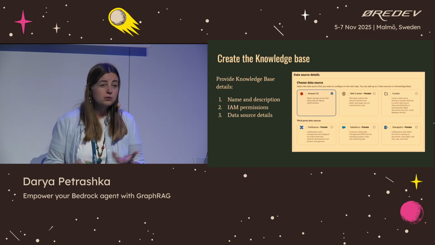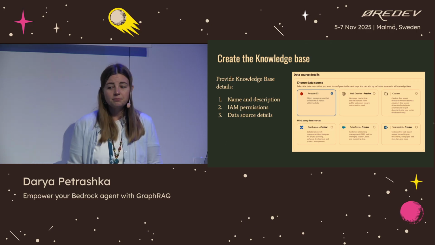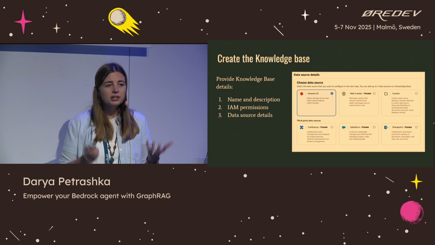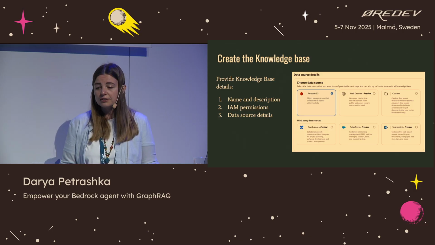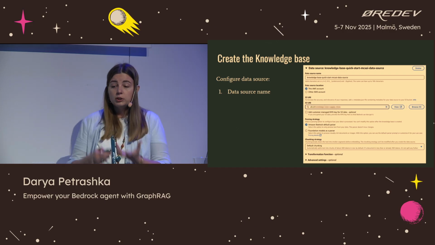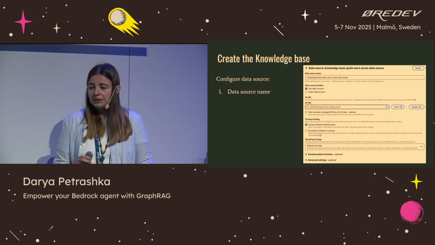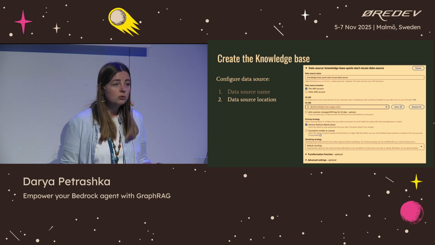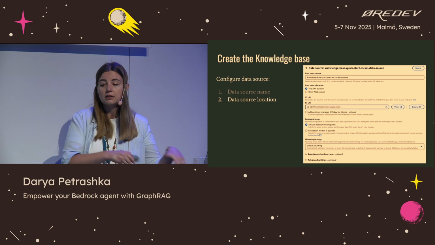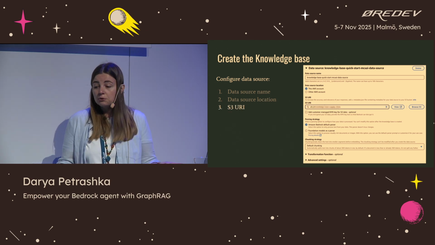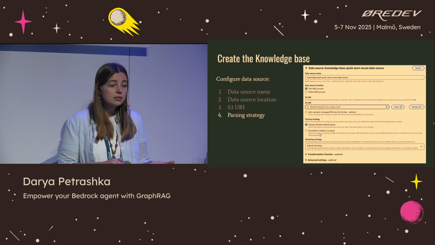In that case, we're using Amazon S3. It's pretty straightforward and quick to use, and this is where we can dump our unstructured data. So we're configuring the data source. We need to provide its name, but that is up to you. Also its location, whether it's in this AWS account or another AWS account, the S3 address URI, and a parsing strategy.